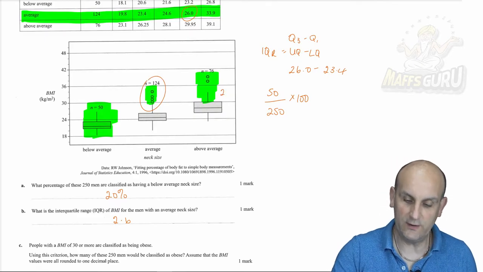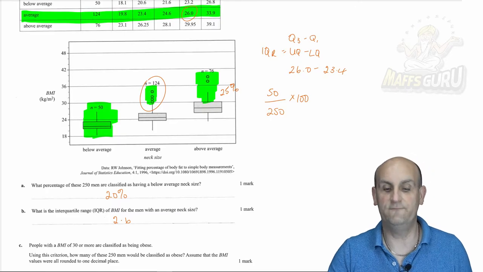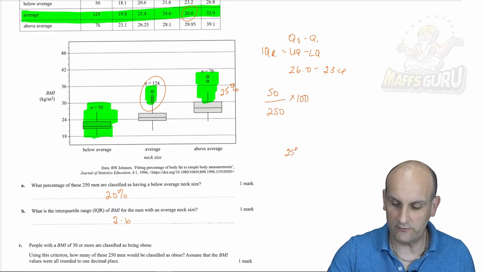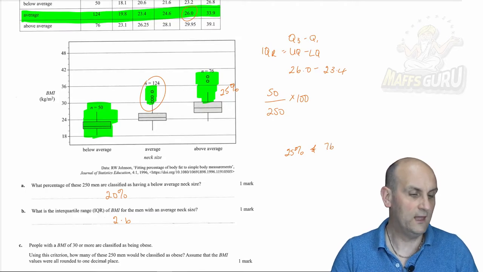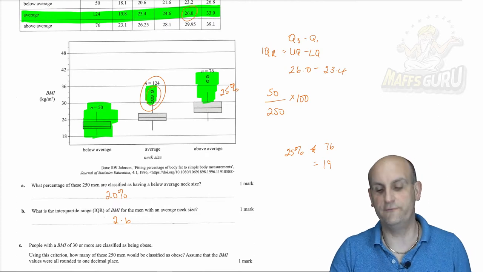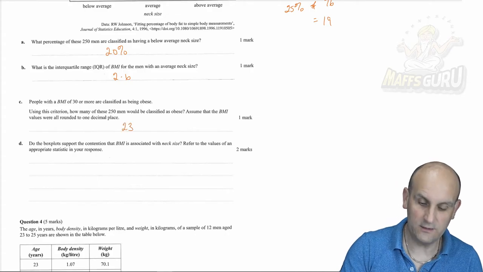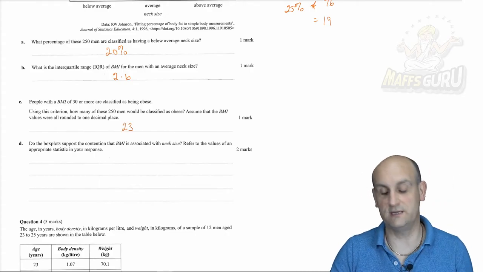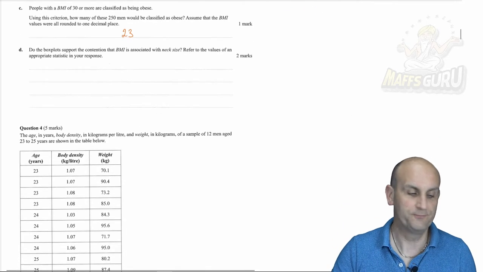First things first, we know 25% of the people who were above average were in fact obese. So we wanted to work out 25% of 76, which was 19. But you then had to add on those four people there, which gave you 23 people as obese. I think a number of kids I spoke to in my particular school thought that that was a little bit tricky, or they'd missed those four.